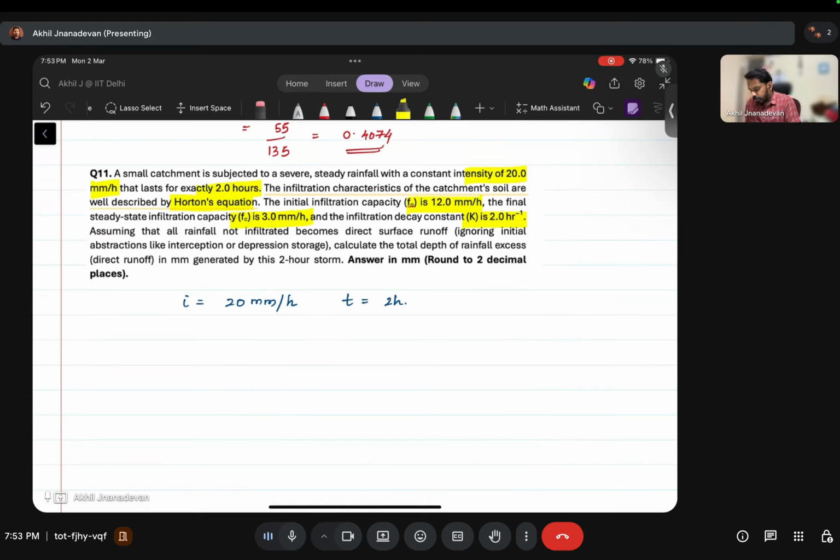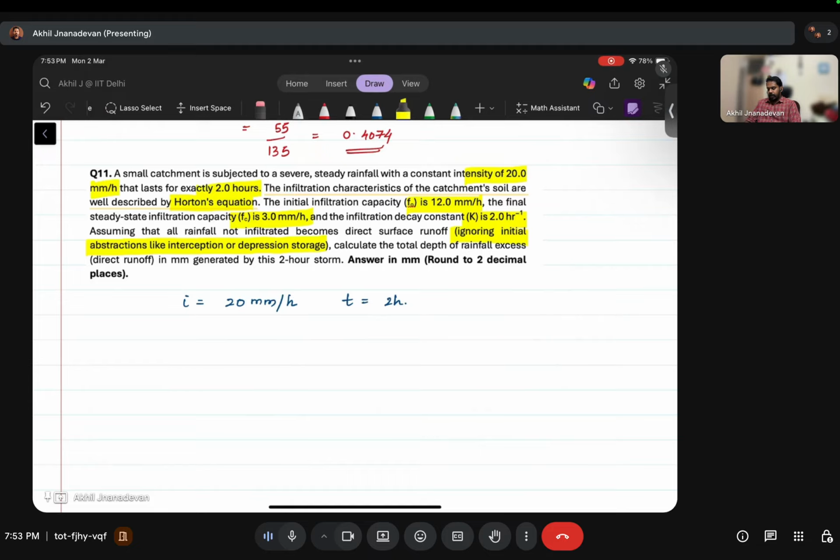So essentially we are neglecting the abstraction losses like the interception losses or depression storage, and we calculate the depth of rainfall excess or direct runoff in mm generated in 2 hours.